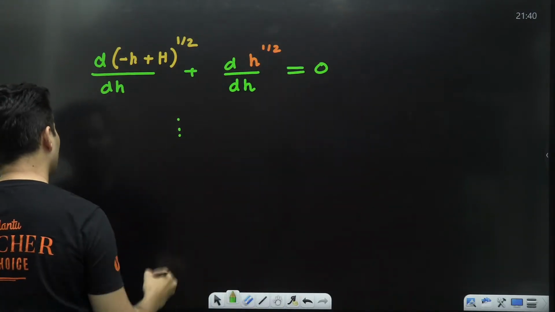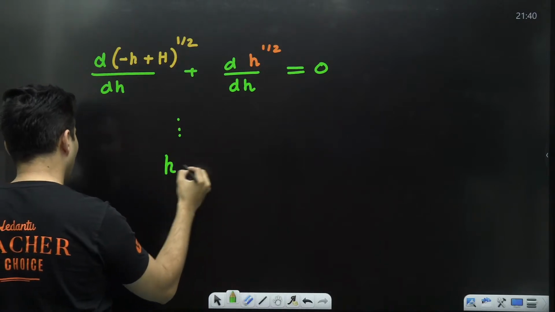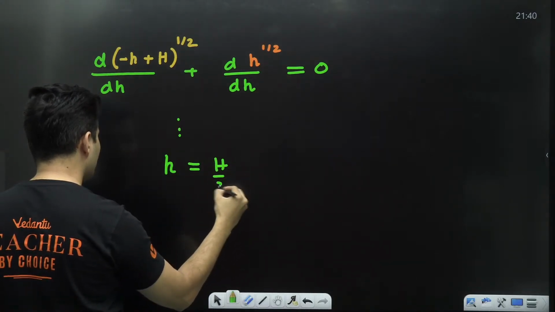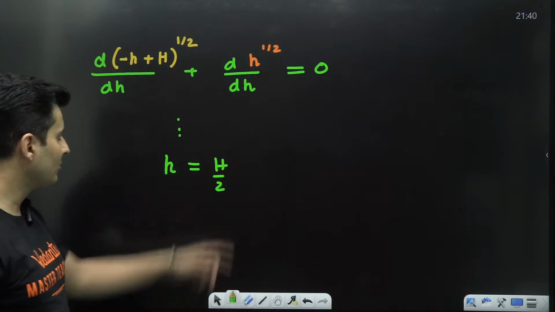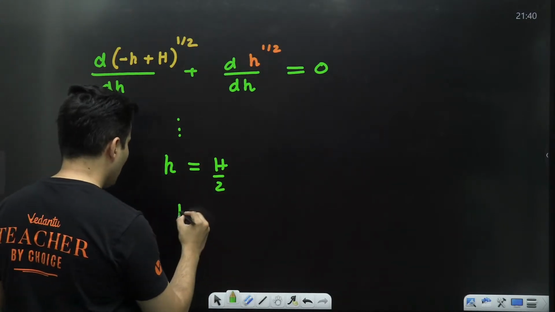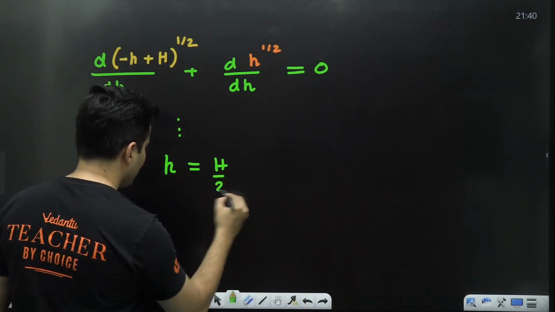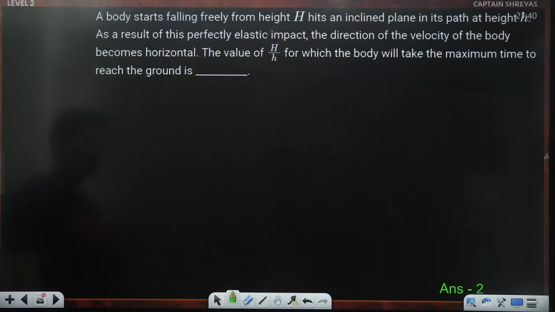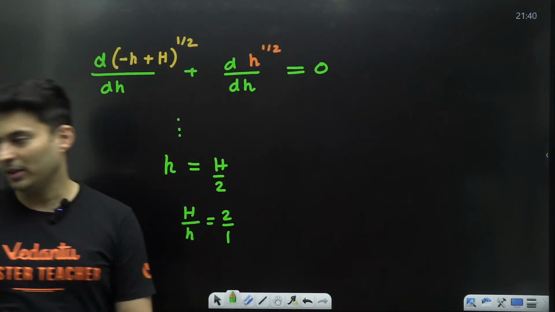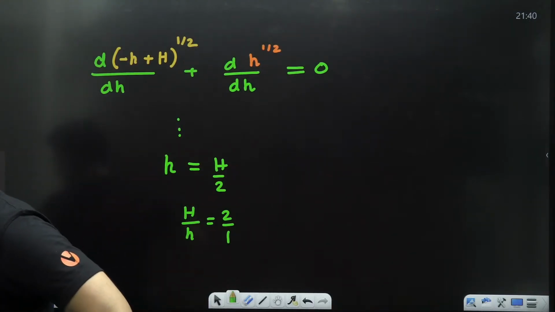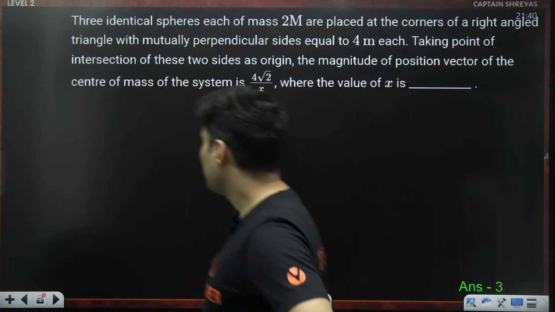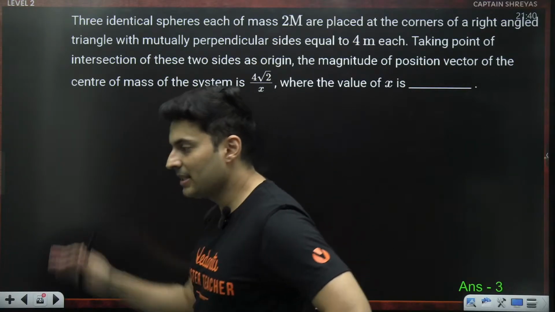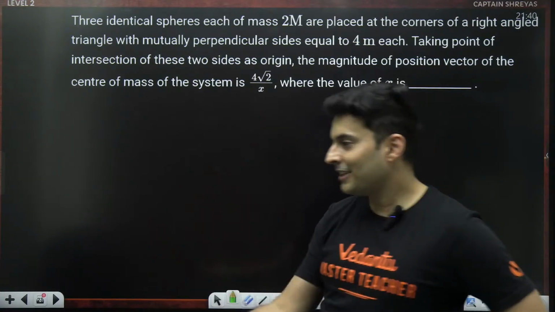The answer that you should get, I feel, is small h is capital H by 2, or basically your capital H by small h will be 2:1. That's what you should probably get. Yes, you should get the answer as 2:1. Just check this out. Is that okay, guys? Just try this out. It's not very difficult. Cool? Understood? Such a question can also come in the numeric type. You just never know.